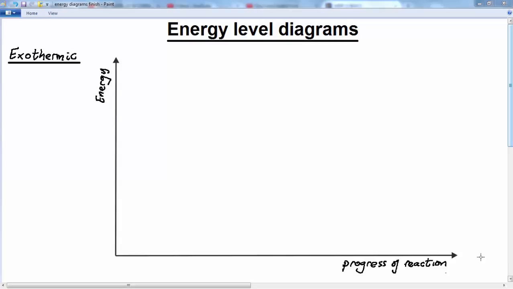So what is an energy level diagram? Well, it's a way of looking at how the energy levels of the reactants in a reaction change as they are converted into the products. So first of all, let's look at the energy level diagram for an exothermic reaction.